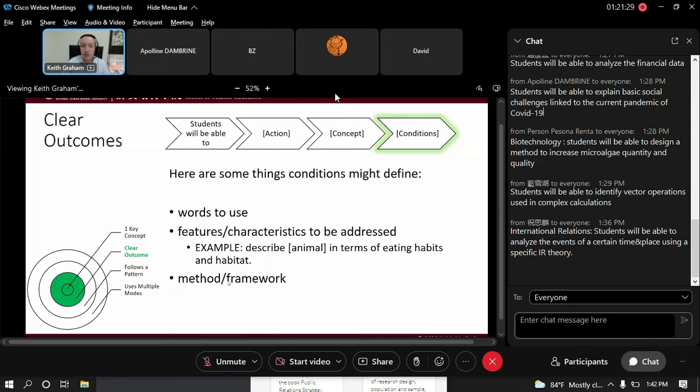Another way is method or framework. So particularly, we've talked about the math example. Is there a specific way that they should solve it? Are there specific things that they should do? Conditions define that. And again, it makes it clear for you as you're developing your video, and it makes it clear for the students: what exactly should they be able to do at the end?